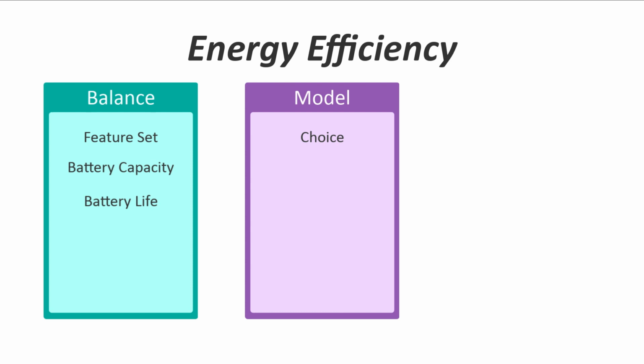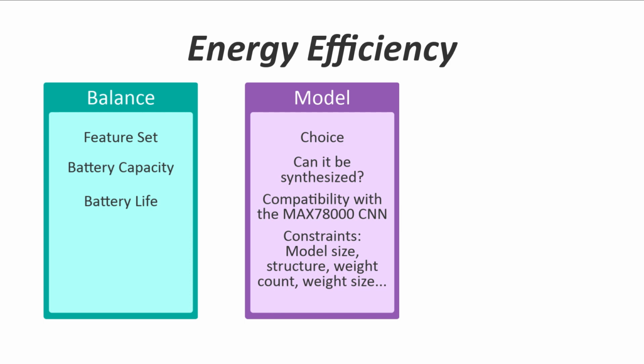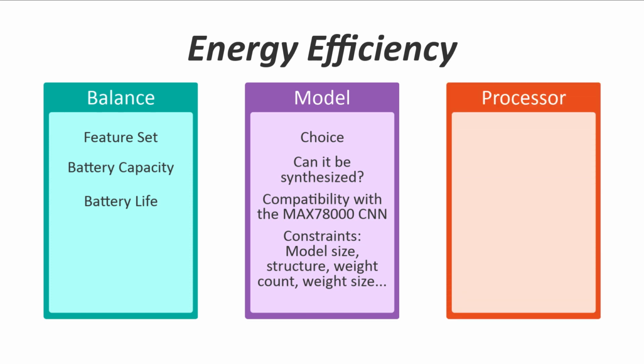In addition to initial model choice, you need to be aware of how well, and even if, a particular model can be realized within the constraints of the MAX78000's CNN. This means that having a working understanding of the CNN architecture is important during model development. Constraints concerning the maximum model size and structure, as well as the number of required weights and weight resolution, all need to be considered. The final aspect of energy efficiency is that of minimizing processor clocks, which is of interest to the traditional embedded software folks.